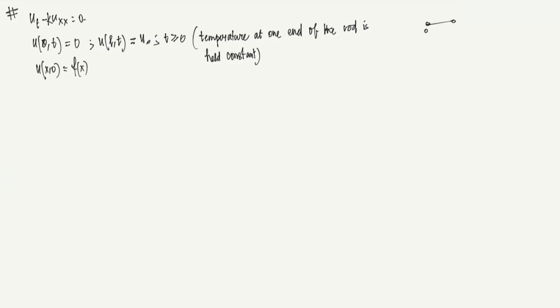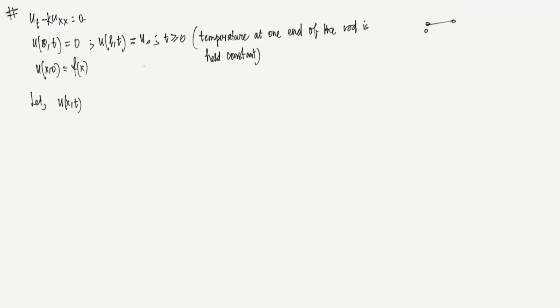Now this is a similar sort of problem, just that one boundary is at 0, and one is at u naught. Now how do you do it? This is a small trick which I am going to show you, and you can use it in many different places, even for other problems, not explicitly for the heat equation.